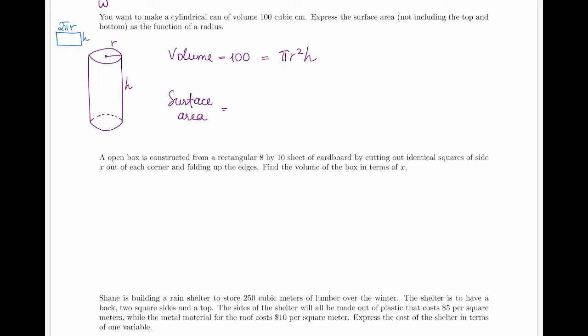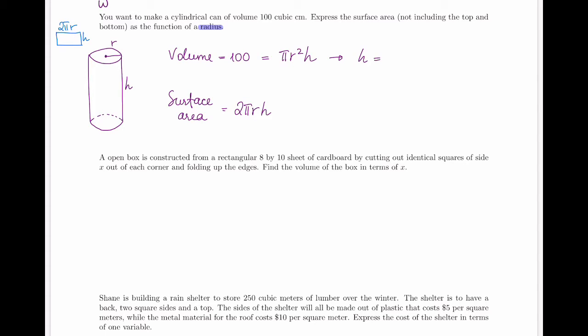So the surface area of the cylinder, not including the top and bottom, is going to be 2 pi r h. Now note here, the last step, I need to express the surface area as a function of the radius. So radius is the only thing I'm allowed to have in my final expression, which means that I'm going to take this equation, solve it for the other variable, h, and then substitute it for h in my surface area equation. So let's solve it for h.